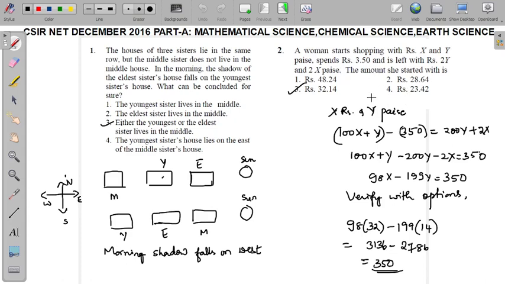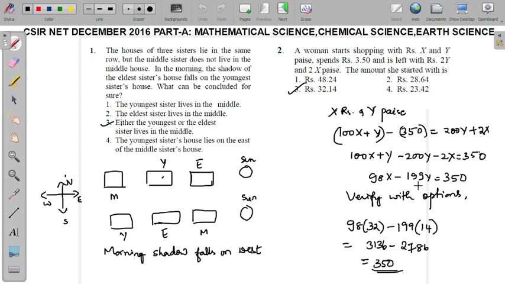And she spends, so we have to subtract from the initial amount to get the remaining amount. The rupees 3.50, so 3 rupees I'll convert into paise, 300 paise plus 50 paise together, 350 paise, is equal to the remaining money, which is 2Y rupees. So 2Y is to be converted into paise, 2Y into 100, that is 200Y plus 2X paise. Everything is in paise. Now when you simplify this equation, you will get 98X minus 199Y equal to 350.